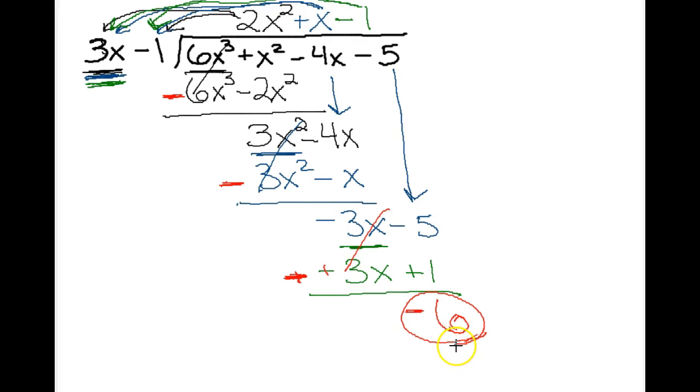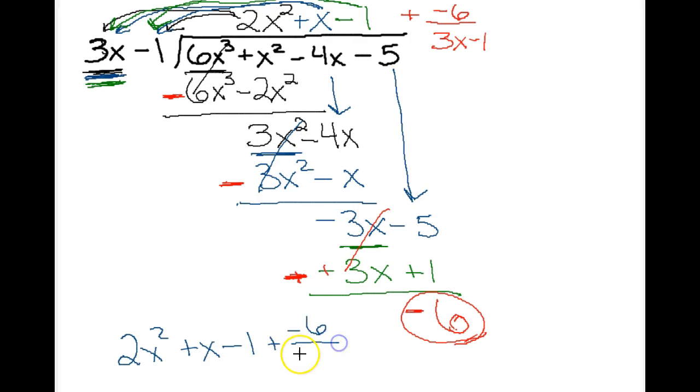What we're going to do is you take this remainder and you simply add it over here. And all you do is you take negative 6 and put it over whatever the divisor is. And this is the divisor, the 3x minus 1. So then your final answer down here would be 2x squared plus x minus 1 plus negative 6 over 3x minus 1.